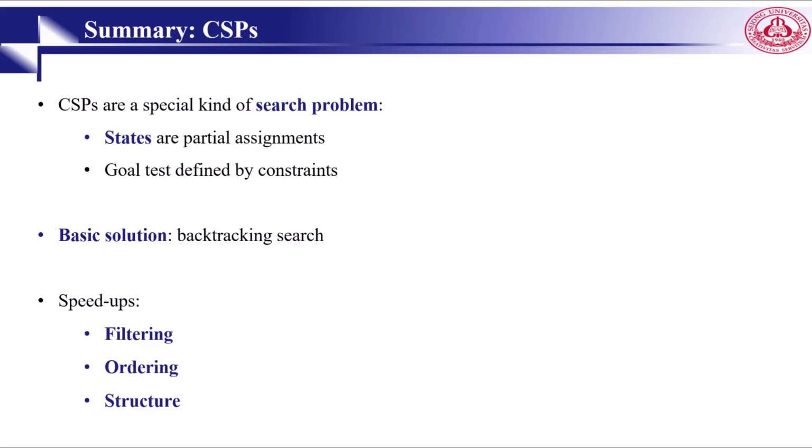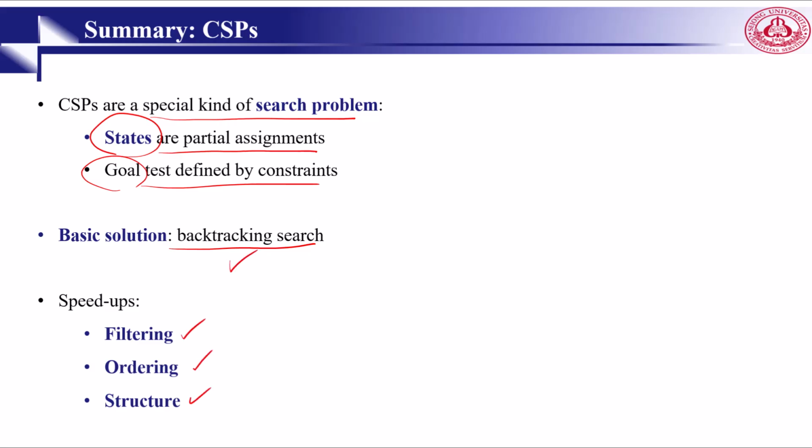Okay, that's all for this lecture. CSPs, constraint satisfaction problems, are a special kind of search problem. Here the states are partial assignments, and the goal test is defined by constraints. We have the basic solution of backtracking search. Then we studied filtering, ordering, and structure to improve this backtracking search.